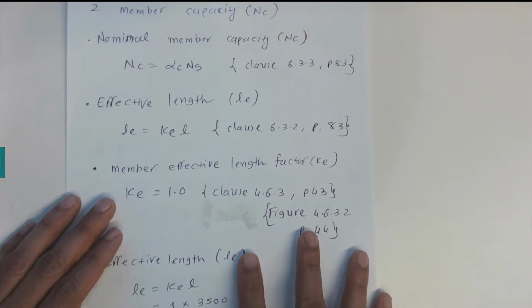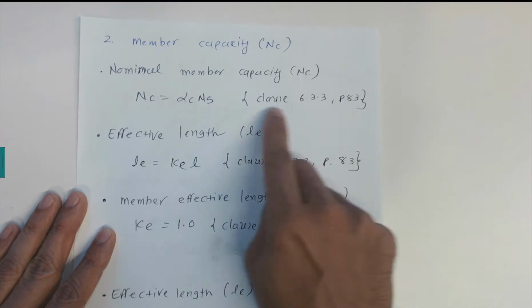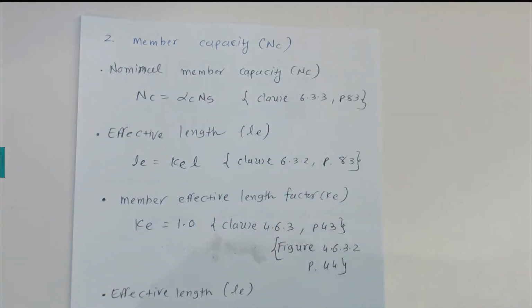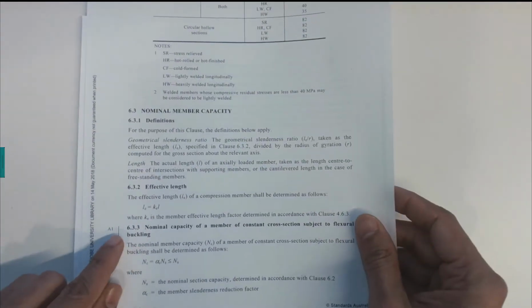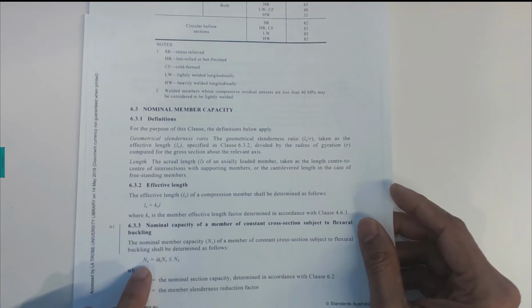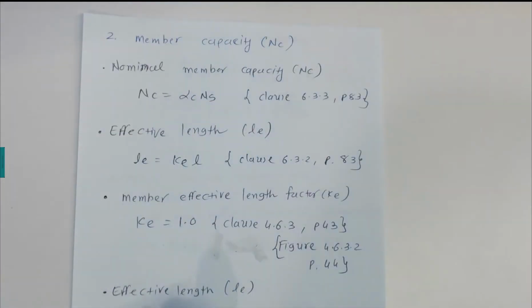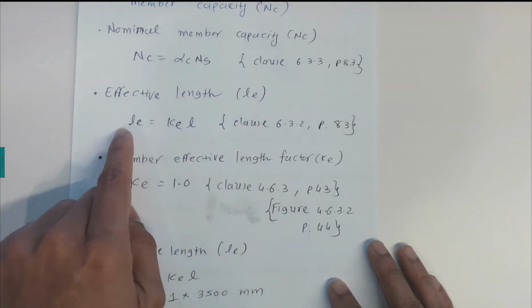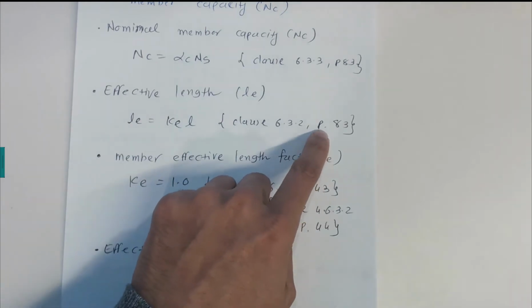Now once we find the section capacity, we can find the member capacity Nc. The nominal member capacity is given in clause 6.3.3 on page number 83. At the end of the page, clause 6.3.3, the member capacity is alpha c times Ns. Alpha c is the member slenderness reduction factor. We first need to find the effective length, Le, that is ke times L, given in clause 6.3.2 on page number 83.